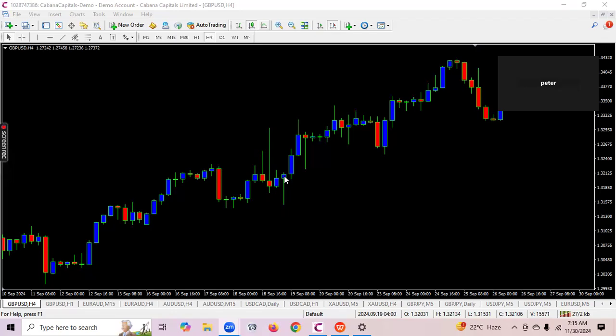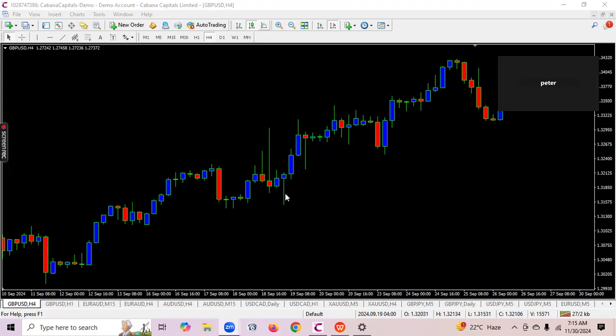That pattern can also form in an upward trend. Please take note, this hammer candle can also form in an upward trend. When it forms in a downward trend, it is called a hammer. When it forms in an upward trend, it is called a hanging man.